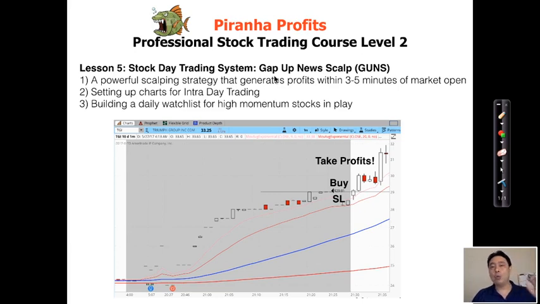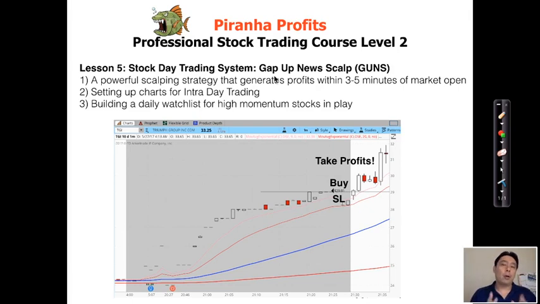I'll teach you exactly how to enter the stock the moment the market opens and exit within a few minutes. In fact, this average trade lasts for 3 to 5 minutes. You're in and out in 3 to 5 minutes. So just like a gunslinger, you bang, bang, bang, take the profits and you run every single day.